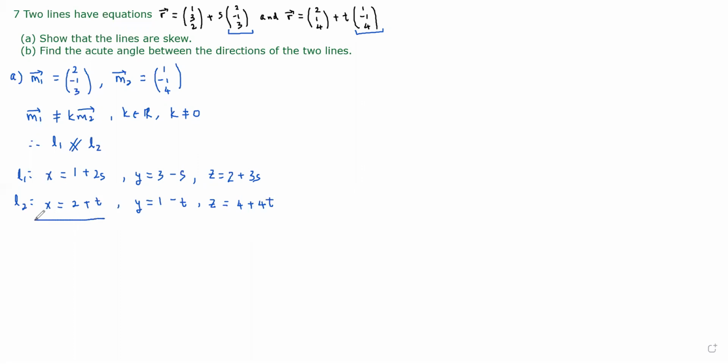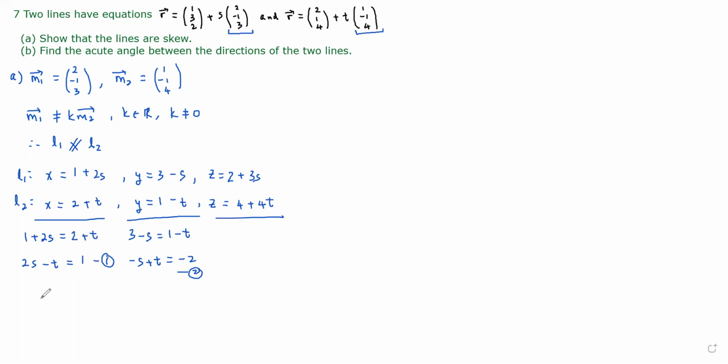Now, if we equate these two, we have 1 plus 2s equals 2 plus t. Rearranging, we have 2s minus t equals 1. Let's say this is equation number 1. And from the y parts here, equating these two, we have 3 minus s equals 1 minus t. So that is minus s plus t equals negative 2. That is equation number 2.